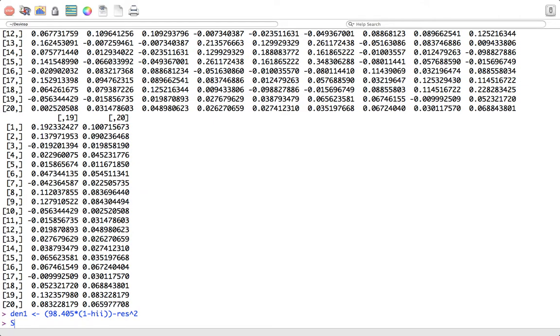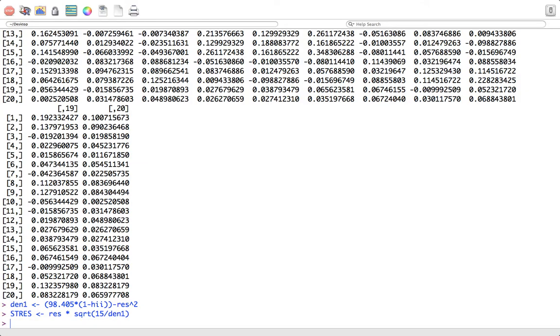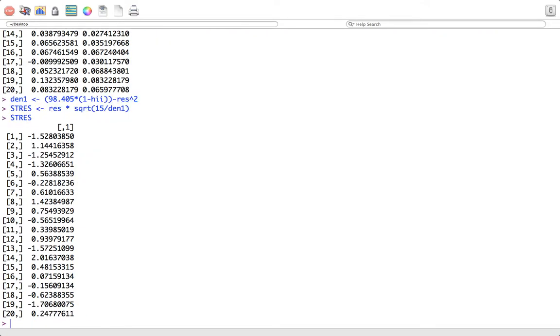Okay, so guys, I think we're ready to just do the standardized residuals here. So I want my residuals times the square root of 15 divided by the denominator 1, as I just called it. So I've got my standardized residuals, and if we did everything correctly, which I'm pretty sure that we would, notice that our standardized residual for the first observation turns out to be negative 1.528, which we would hope.